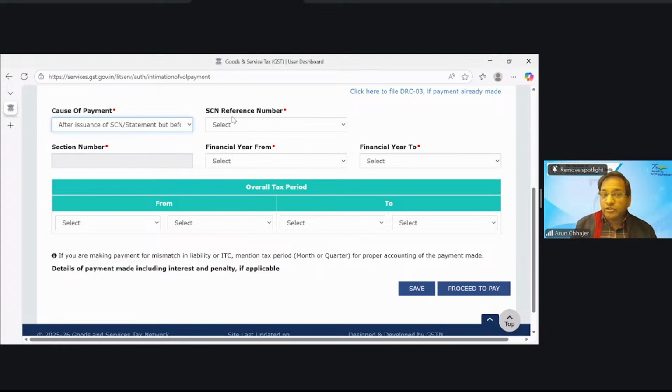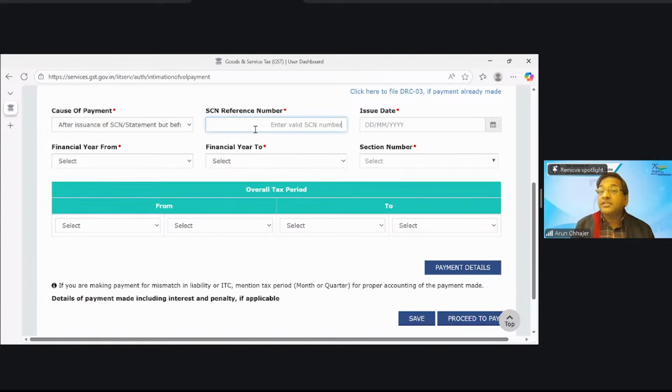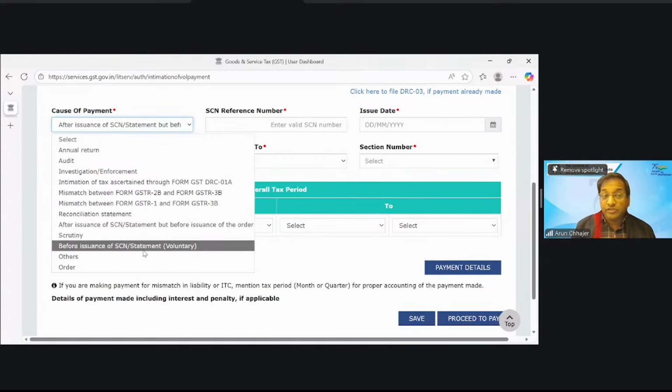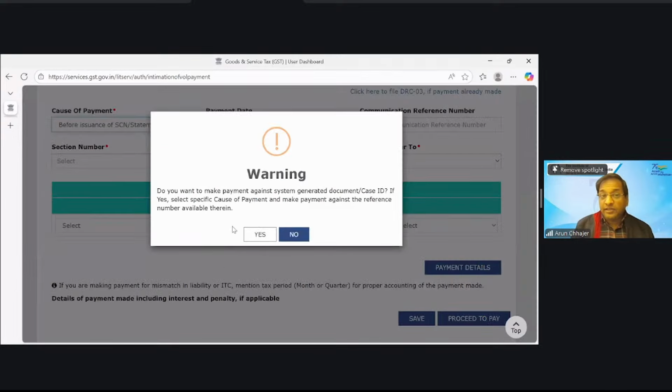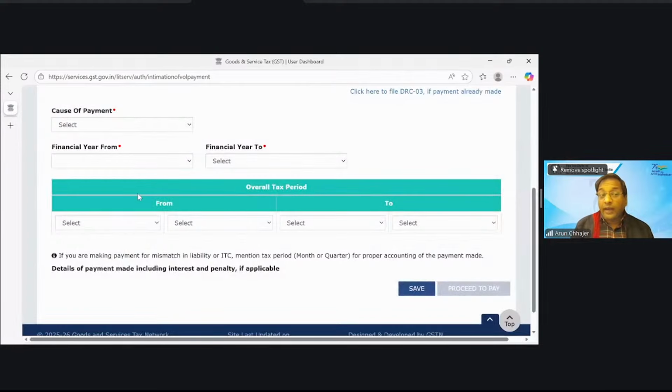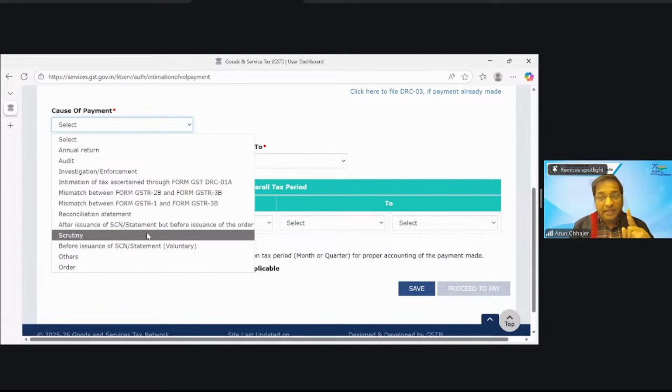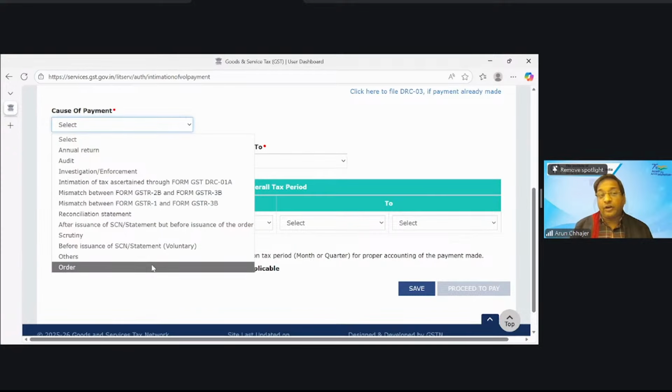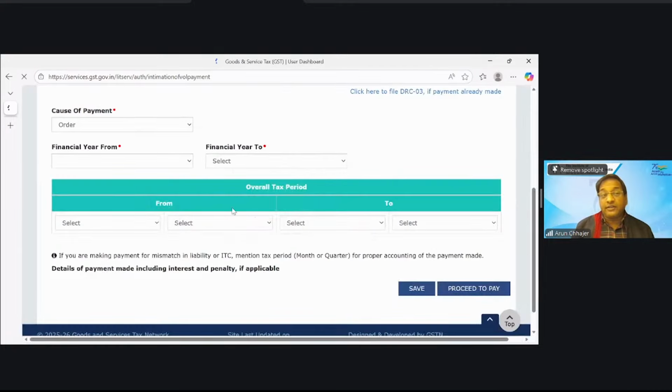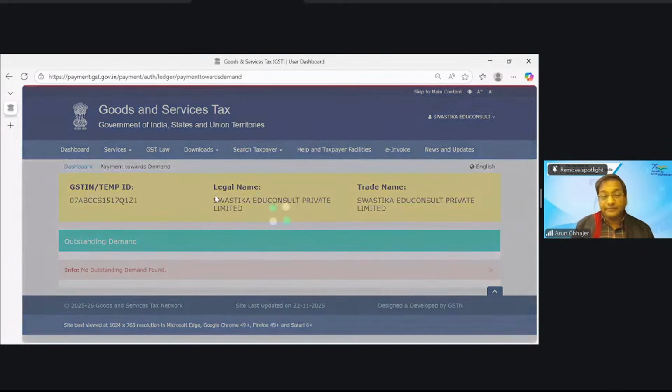Now, after issuance of the so-called notice, the SCN reference is a manual entry. Why manual entry? Because there is no SCN in this login. Correct. And then the SCN financial year for which you would like to make the payment. After issuance, if it is before issuance, you are able to understand now why these codes of payment have been given. We just discussed before SCN, after SCN or after order. Let's say if it is after order, then I will make the payment here.